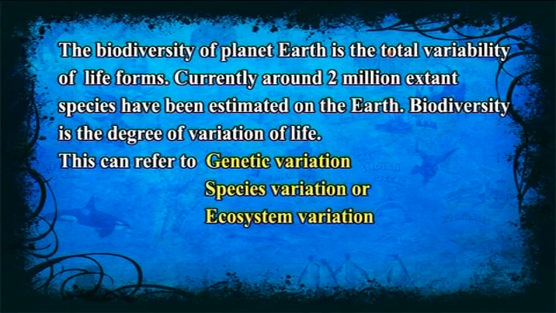Currently, around 2 million extant species have been estimated on the Earth. Biodiversity is the degree of variation of life. This can refer to genetic variation, species variation, or ecosystem variation.